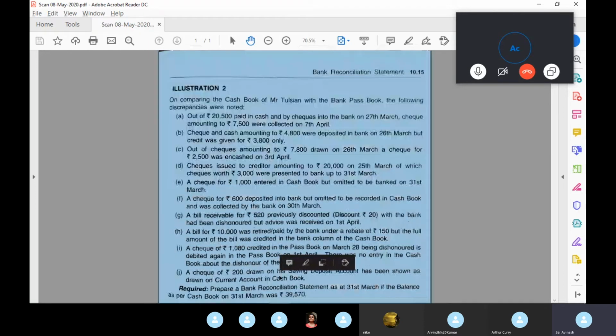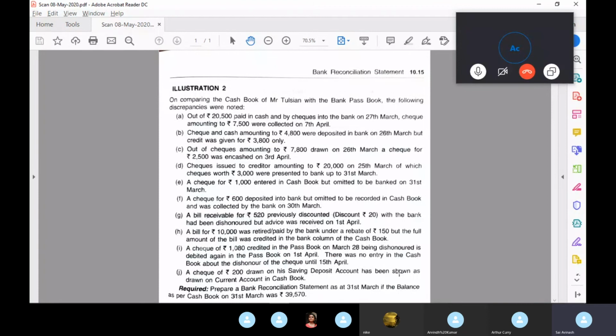Check of 200 drawn on a savings deposit shown as drawn on current account in cash book. So what does this mean? Basically, I gave a check from my bank account with Citibank, but I recorded it as a check given from my SBI account. So basically, I mentioned the wrong account in the journal entry.